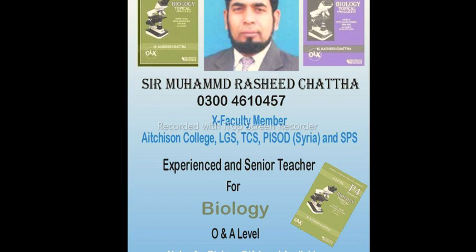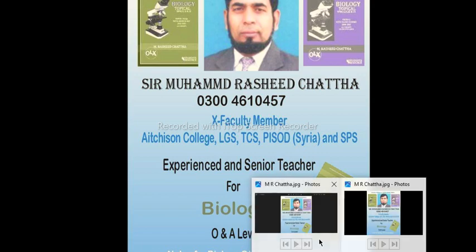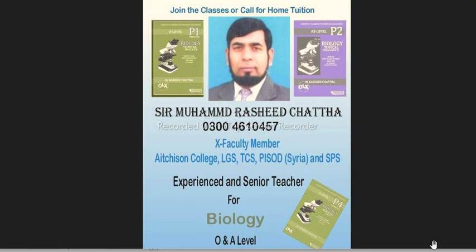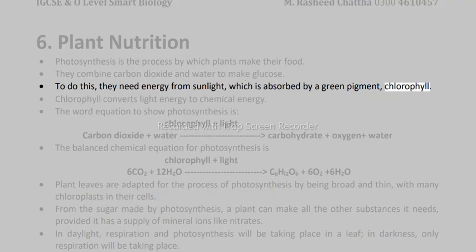6. Plant nutrition. Photosynthesis is the process by which plants make their food. They combine carbon dioxide and water to make glucose. To do this, they need energy from sunlight, which is absorbed by a green pigment, chlorophyll.